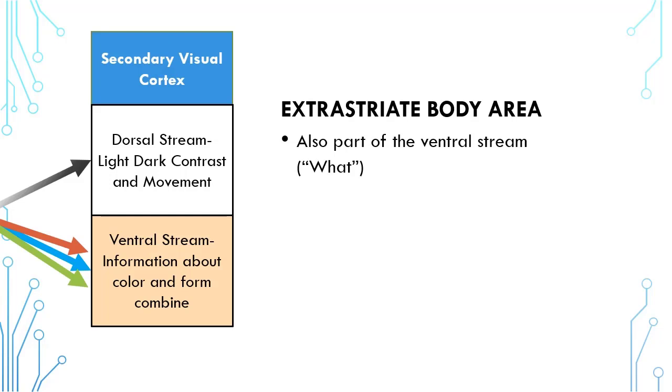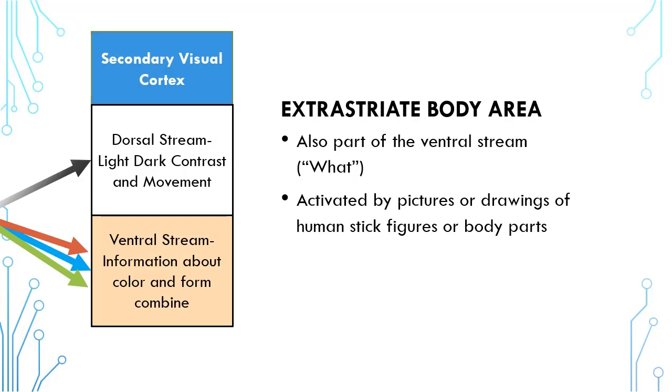Another thing that goes along with the areas we just saw in terms of specific functional areas is the extrastriate body area. And this is also part of the what or ventral stream, or the what stream. And this can be activated by anything that visually represents a body part. So, of course, this is actual body parts, but it can also be stick figures or anything else that approximates a body part.